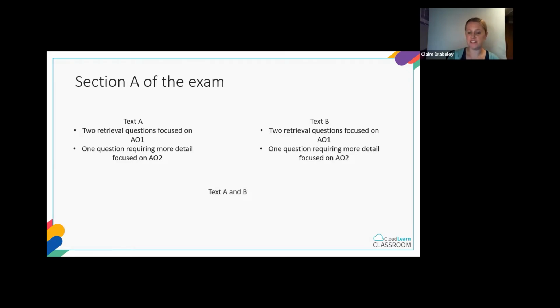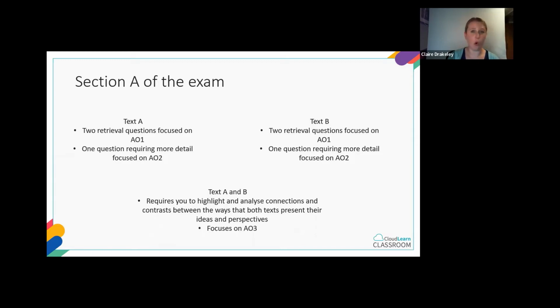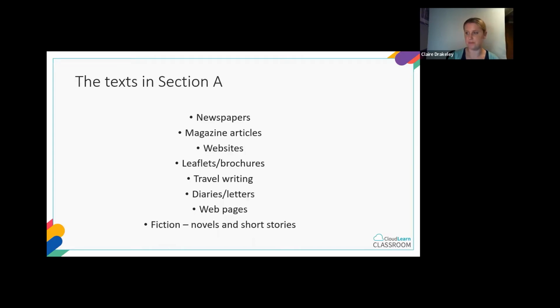The final question in section A, question 7, is a much bigger question, but it is still concerning the first 2 texts that you've been looking at, text A and B. This question requires you to highlight and analyse connections and contrast between the ways that the text presents their ideas and perspectives. And this question focuses on AO3. So that is our 7 questions of section A, always the same format. If you look at a past paper and when you sit the exam for real, it will have this layout.